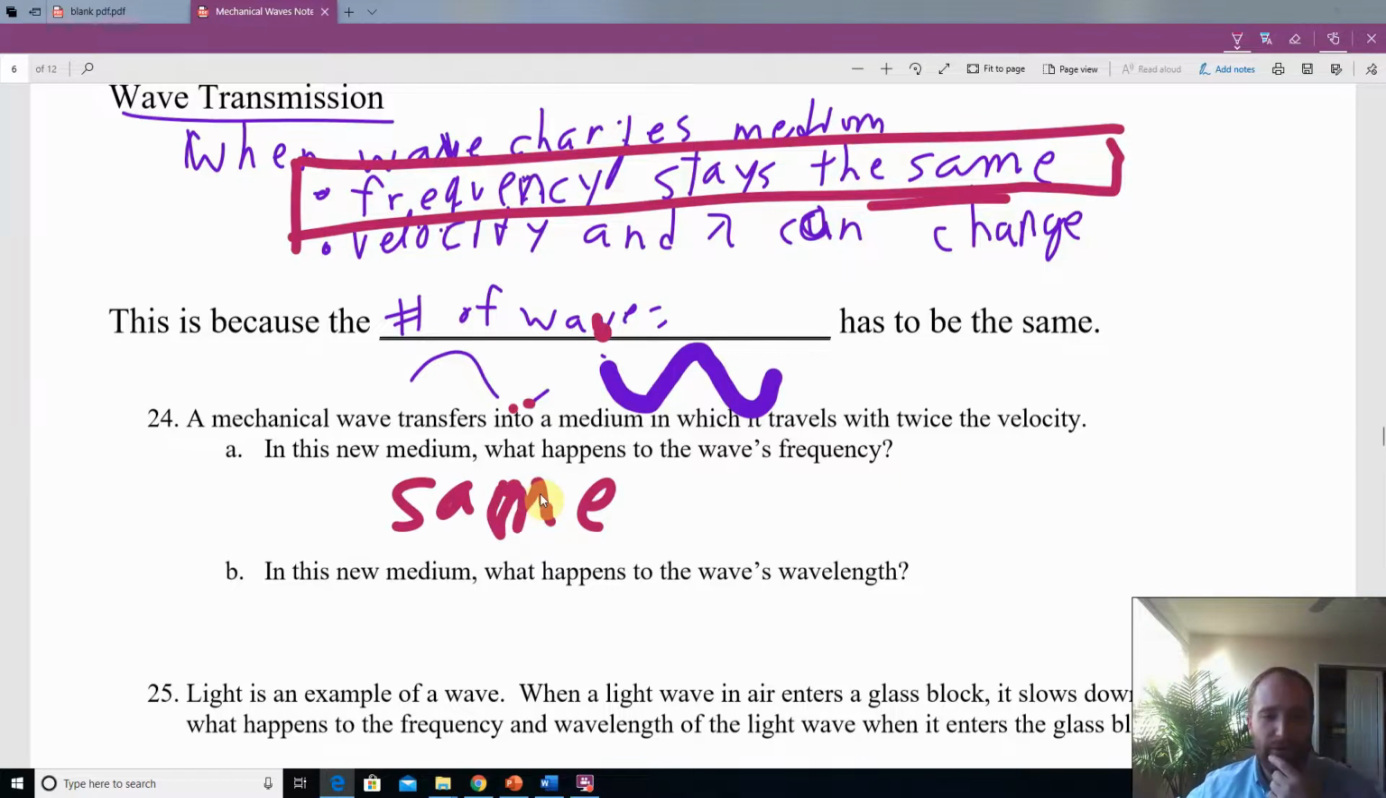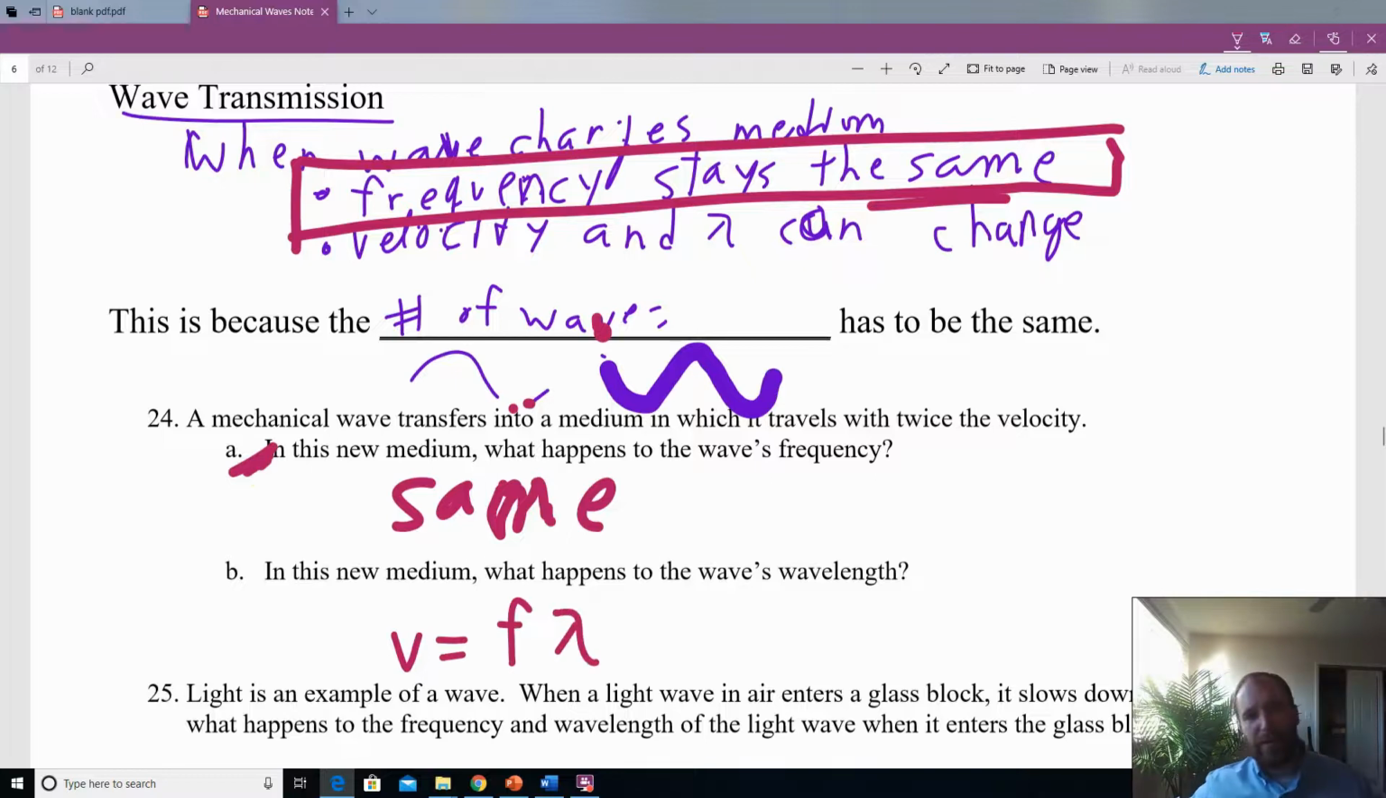I'm not sure what we're doing for the test for this unit. I'll figure it out. But I can guarantee you that this will show up on it. So you gotta know it. When a wave changes medium, the frequency is the same. In this new medium, what happens to the wavelength? Well, I told you that can change. So we're gonna have to actually think about this a little bit. I know thinking's annoying, but what are you gonna do?